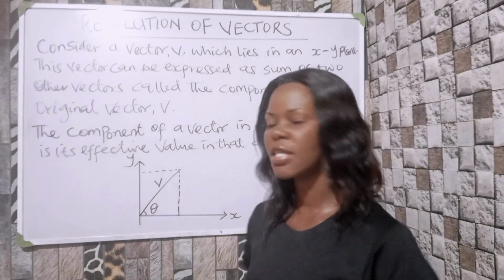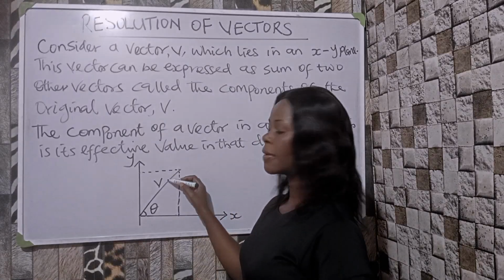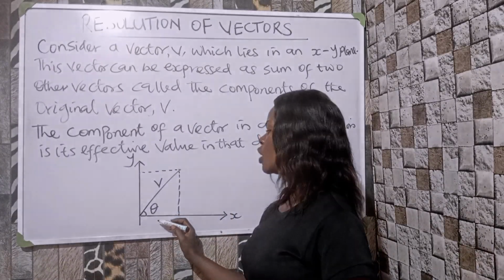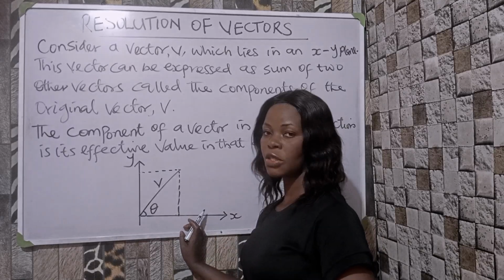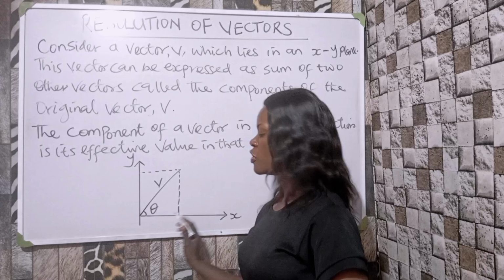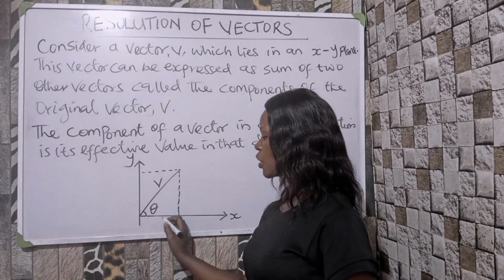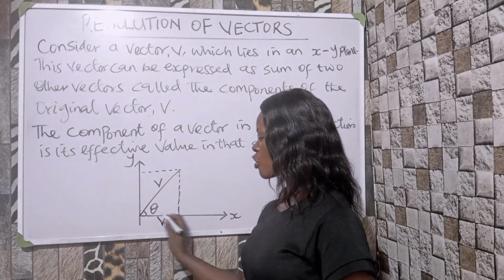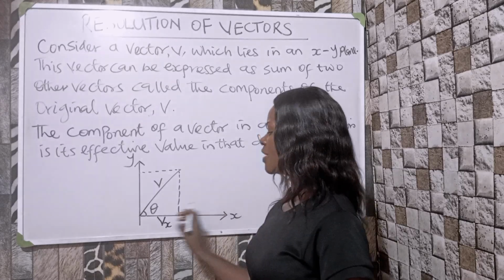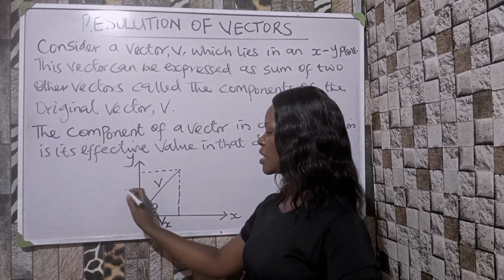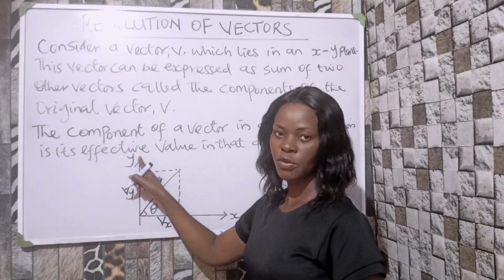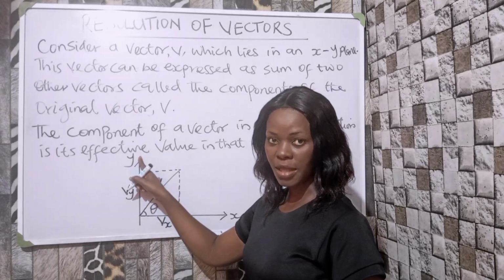So what are they trying to say? Suppose we have a vector v inclined at an angle theta. We are going to resolve this vector into its horizontal component. So the horizontal component of this vector is Vx, going in the x direction. The vertical component of this vector v is Vy, because it's going in the vertical direction.